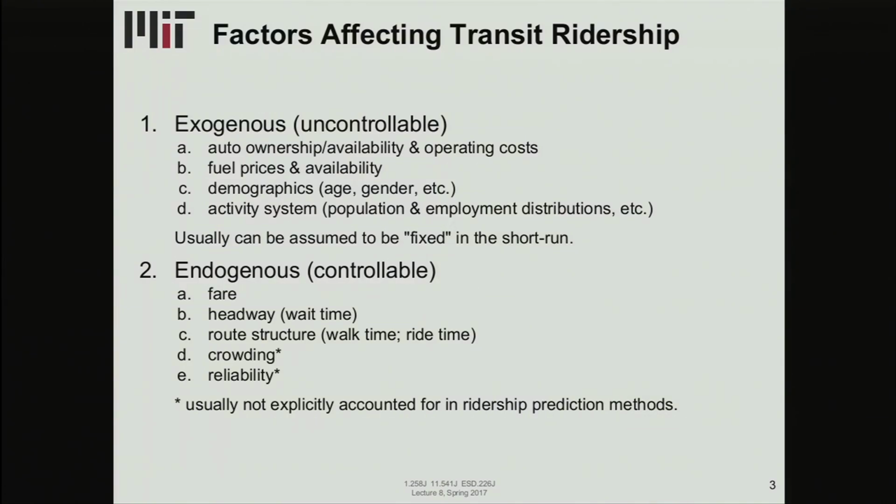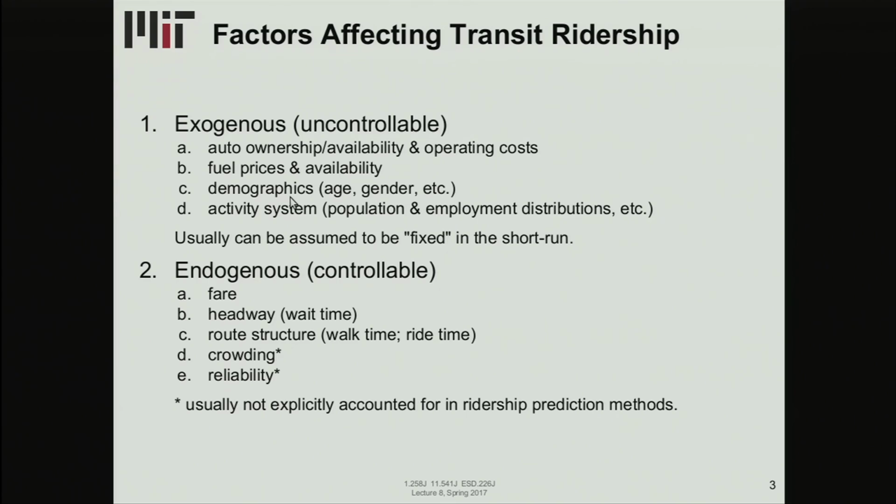Which factors affect transit ridership? We mentioned a few of them. Broadly speaking, we can divide them into two categories: exogenous factors that are not under the control of the agency, and endogenous factors, which the agency has some degree of control over. So exogenous factors include auto ownership and availability and operating costs. The cheaper it is to own and maintain and operate your own private automobile, the less likely you are to take transit. Fuel prices and availability, same thing.